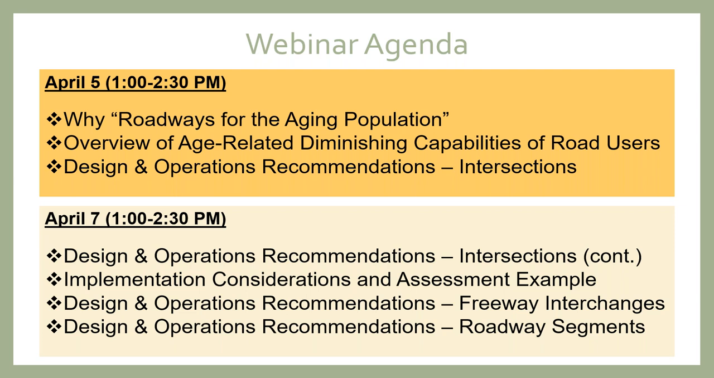So this afternoon, we're going to continue with the remaining intersection related recommendations that are in the FHWA handbook. And then there is a portion of the handbook that talks about implementation and the considerations for implementing these recommendations. Also there's an assessment example that we'll walk through. Then we'll close out this afternoon's session with some of the recommendations that are related to freeway interchanges, and then lastly, roadway segments. So that's the agenda for this afternoon.